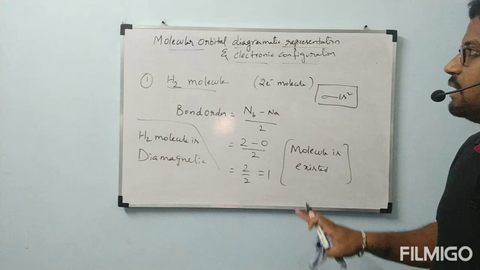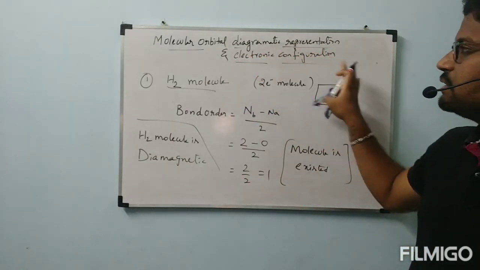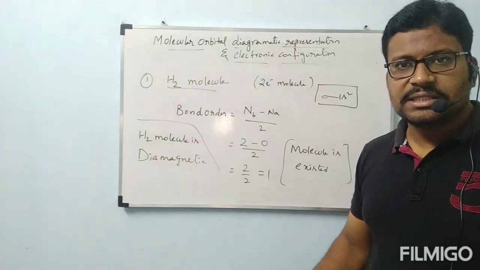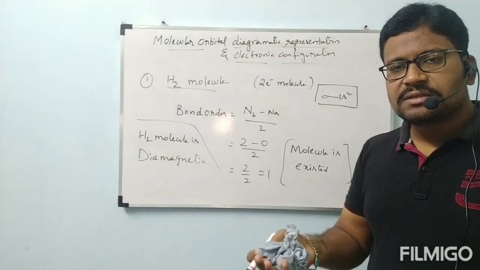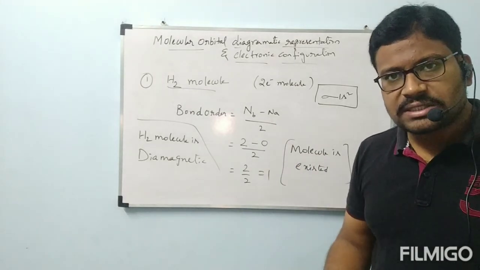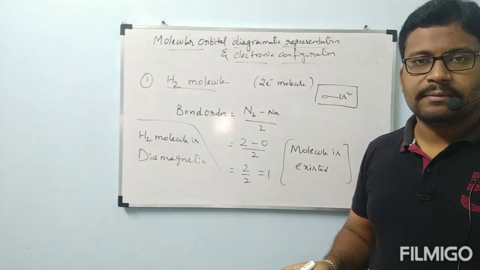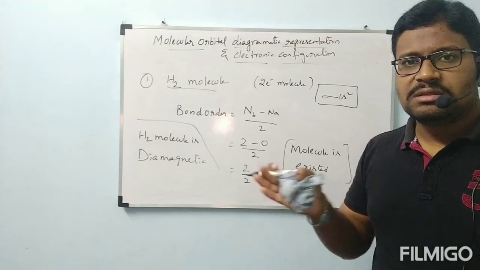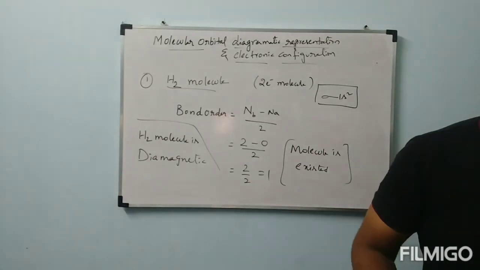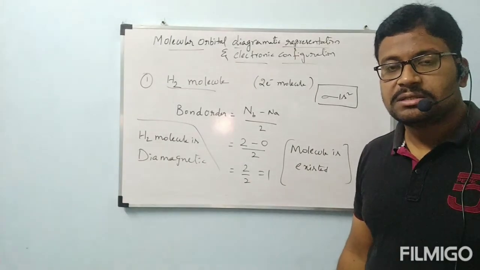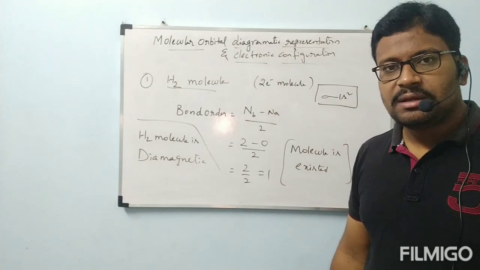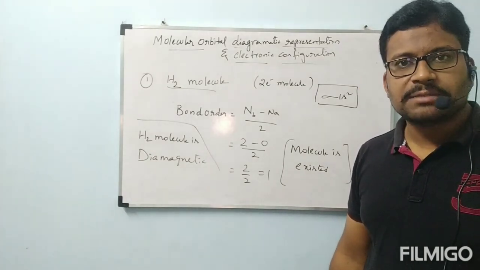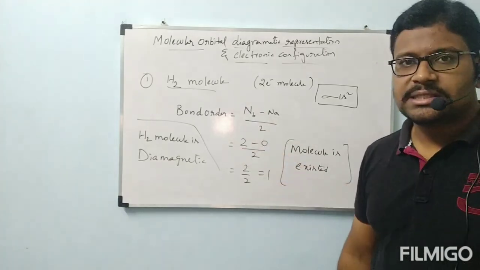Okay? This is the molecular orbital diagrammatic representation and electronic configuration. First example, H2 molecule. Today's class, this is enough. For the next class, we will start with further models. So many examples we will see, how we are going to write the molecular orbital diagrammatic representation, the bond order, whether the molecule exists or not, and coming to the magnetic property, everything will be explained for each molecule by writing like this.